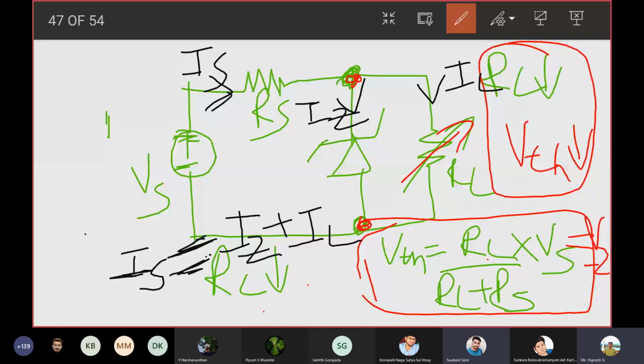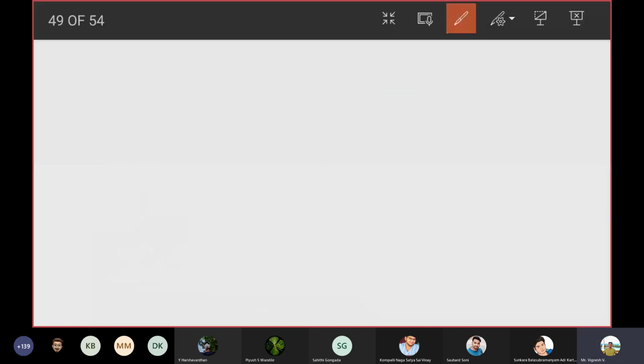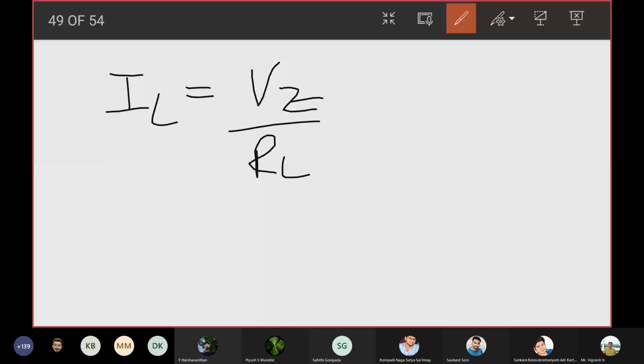Yes, sir. I already told that IZ has a maximum rating associated with it. You cannot have a higher value than IZM, right? Now, what happens is if you keep on increasing RL, then the current flowing through RL will be less. Am I right? You will end up getting minimum current. What is IL? IL equals VZ divided by RL. Am I right? IL isn't it VZ divided by RL?